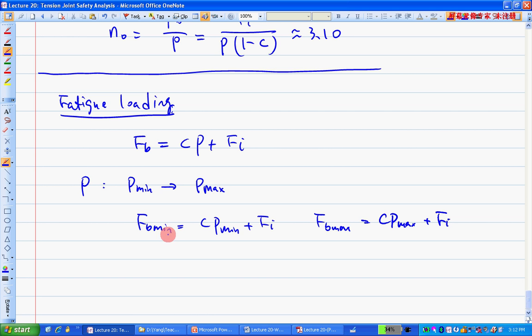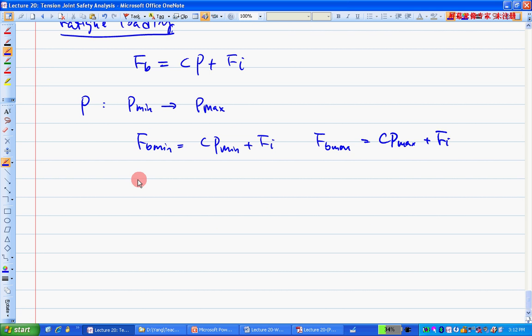If it's not constant, then what do we need to know? Just like fatigue loading, we need to know the alternating component and the mean component, right? The alternating component is equal to the max minus mean over 2, and the mean component is the max plus mean over 2.